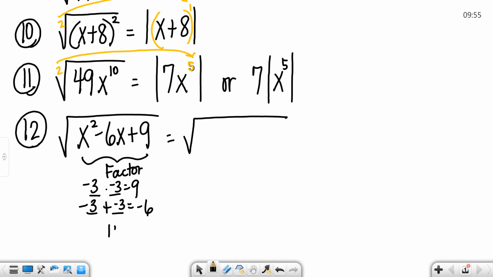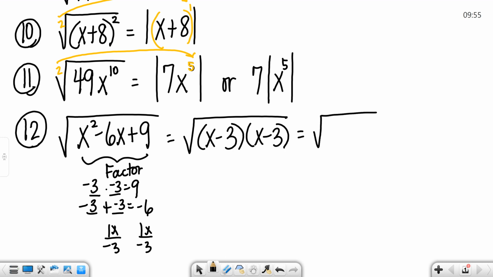I like faux fractions. So I end up with x minus 3 times x minus 3. Now a better way to write that is going to be x minus 3 squared. Which is great because now we're taking the square root of something squared. And so I get the absolute value of x minus 3.